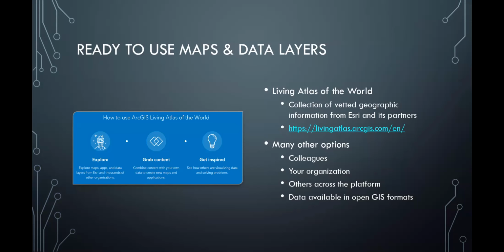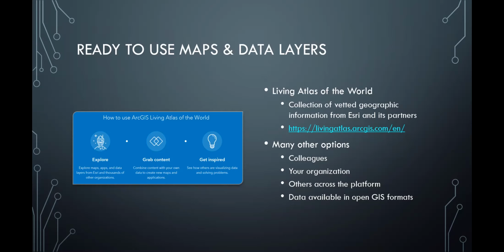Let's talk a little bit about maps and data that might already exist for you to use. In addition to, you know, adding your own operational layers and data that you have, there's a number of different basemap data sets that exist that you're welcome to take advantage of. And Esri has a product called Living Atlas of the World, which is a collection of authoritative and curated geographic information that they assemble and their partners contribute to.